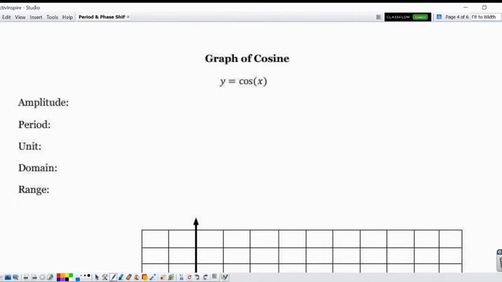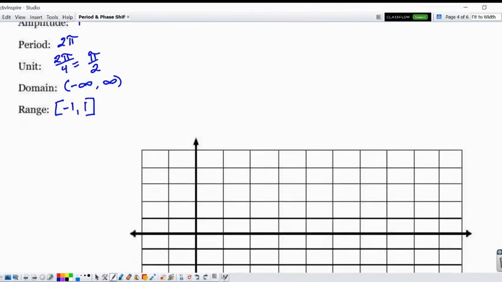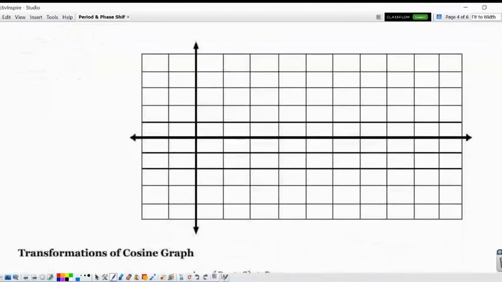Just a quick review of cosine, amplitude of 1, period of 2 pi. Just as we mark the sine graph with marks every pi over 2, we would do the same for cosine, has the same period. Our domain for cosine, same as sine, and the range also the same. So remember your important features of your cosine graph as we go through.